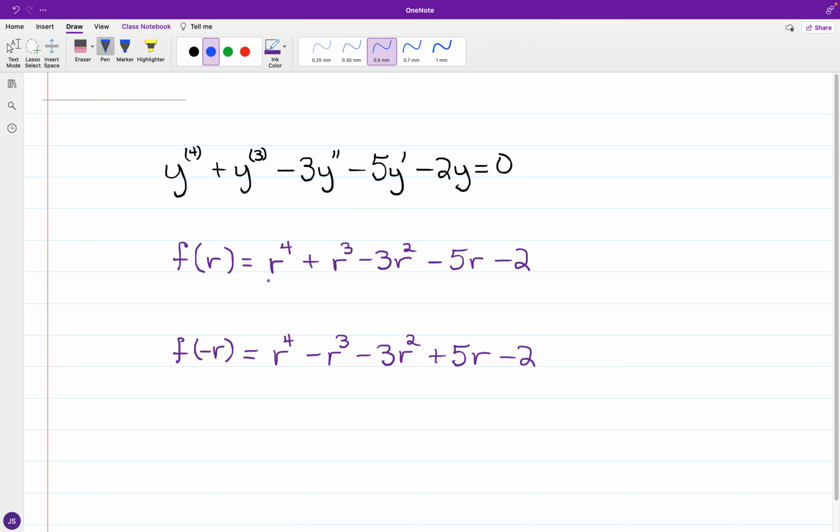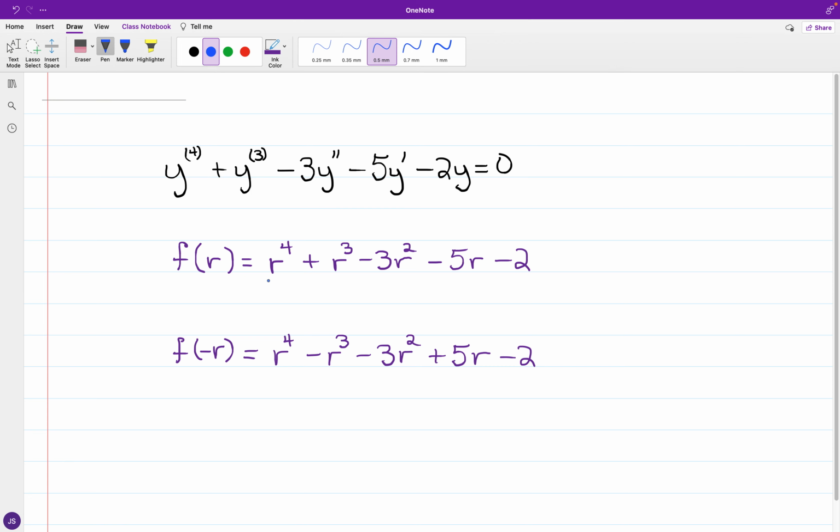And for f of negative r, going from r to the fourth to minus r cubed, we have one sign change. Negative to a negative is not a sign change, but from a negative to a positive we have a second sign change. And then going from a positive to a negative, there is a third sign change. All right, now we have a fourth order equation.